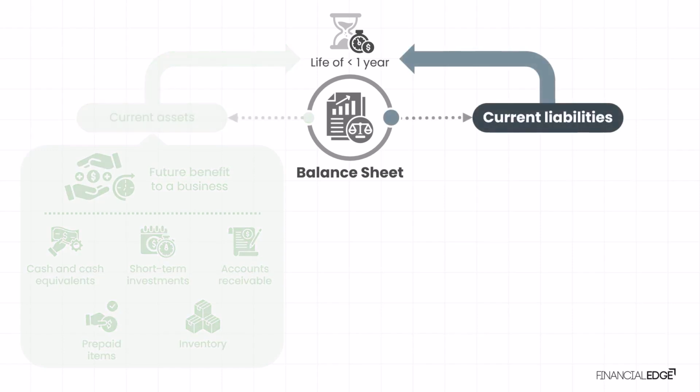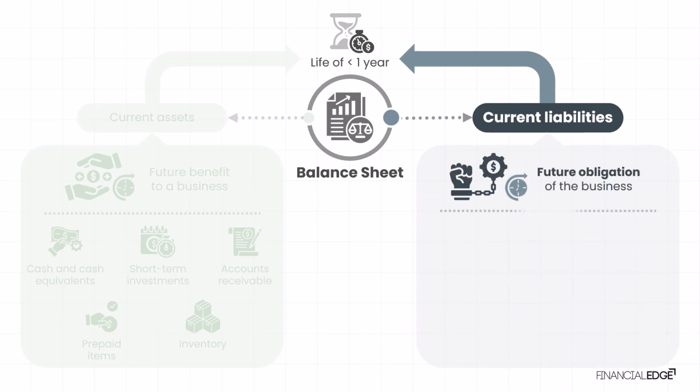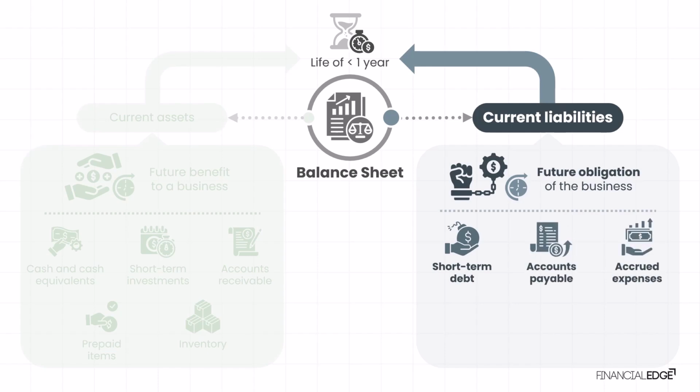Let's now look at current liabilities. Because it's a liability, that means it's a future obligation of the business. Examples include short-term debt, accounts payable, accrued expenses, dividends payable, and taxes payable.